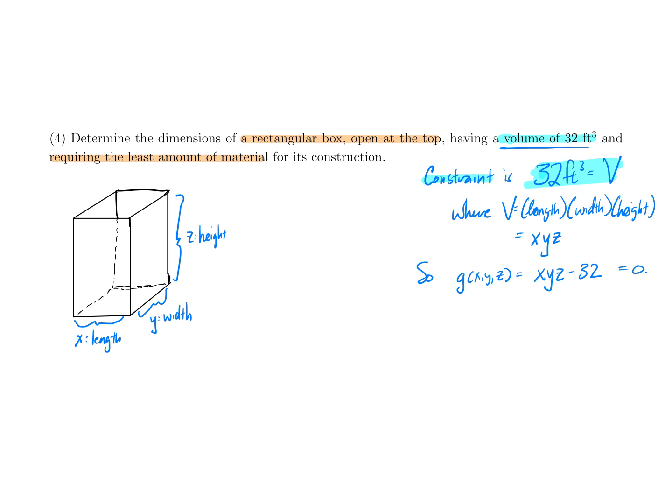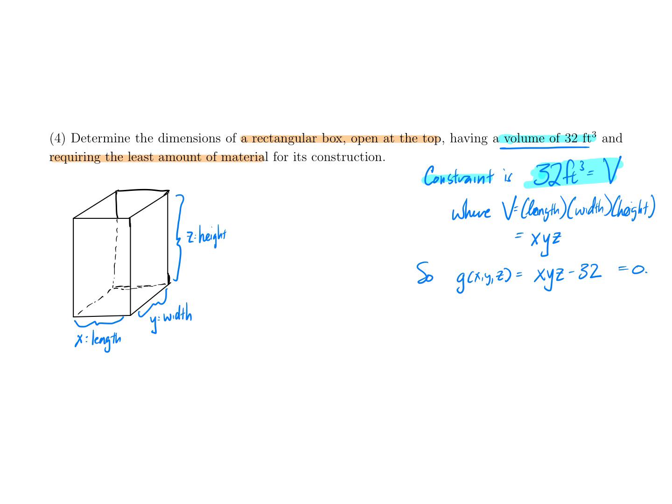So we know the volume is 32 cubic feet. This is our constraint. Now, volume for this problem is length times width times height because it's a rectangular box. In other words, it's X times Y times Z. So our constraint is G of X, comma Y, comma Z equals XYZ minus 32 equals 0, right?